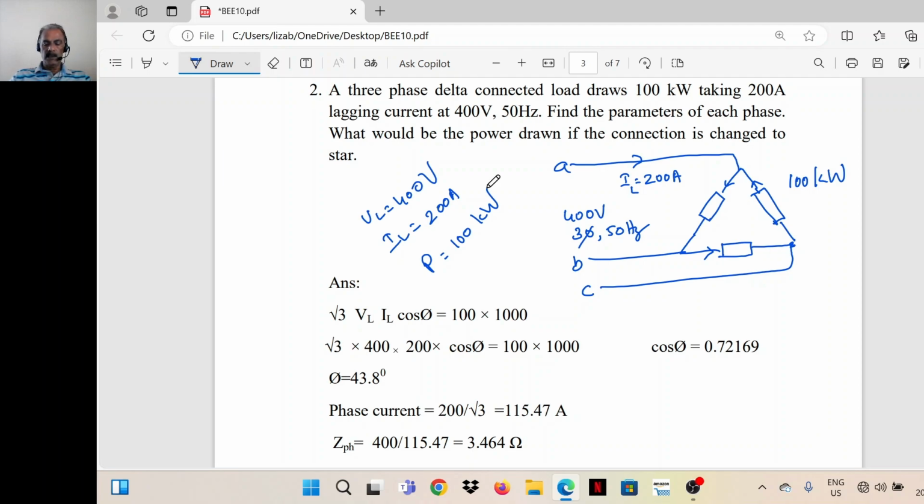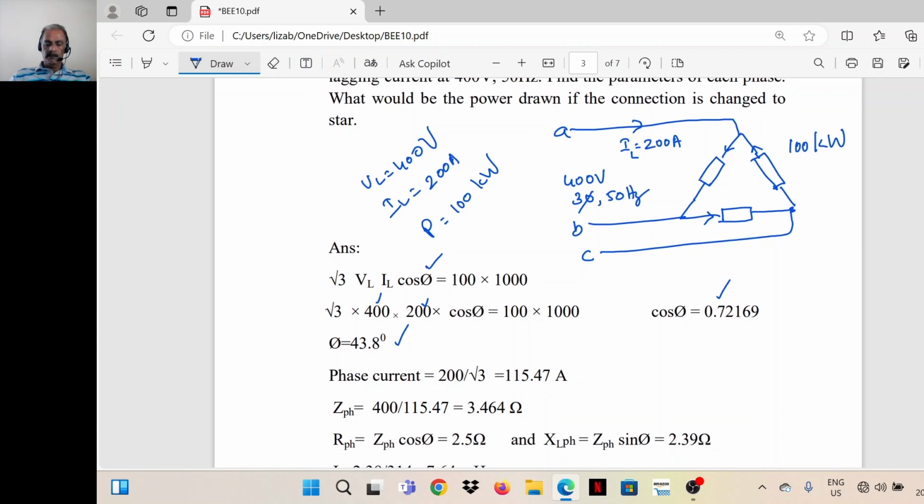That means the equation for power is root 3 VL IL cos phi. So from the given information, we can find out the power factor. Root 3 into VL is 400, IL is 200, into cos phi is 100 kilowatt, that is 100 into 1000. So solving, cos phi is equal to 0.72169, or phi is cos inverse 0.72, that is 43.8 degrees.